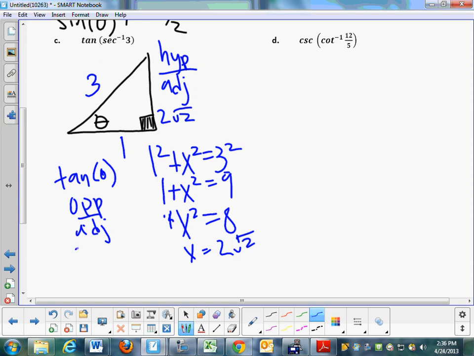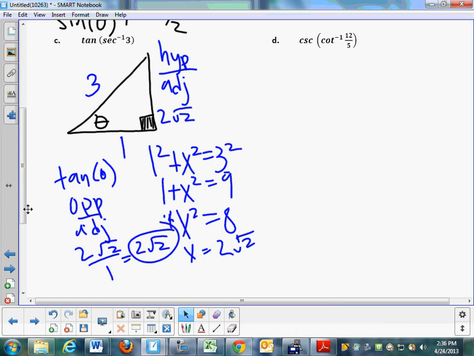Tangent is opposite over adjacent. Square root of 2 over 2 over 1, which is the square root of 2, or I'm sorry, 2 square roots of 2. Oh, very good. Nice job. Crowd goes nuts, and they clap. Okay, let's do the last one. Nice job, Anna. Everybody see it? Okay, very good. We do the last one together.